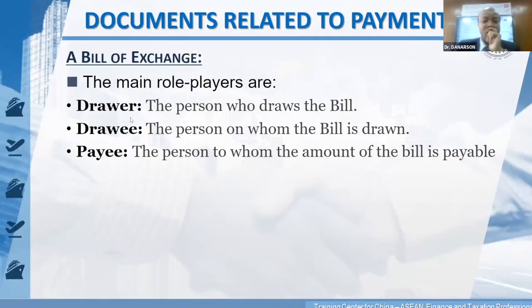Then we have the drawer of this bill of exchange, the person who draws the bill, who is endorsing it. The drawee is the person to whom the bill is drawn, who is receiving it. And then the payee is the person to whom the amount of the bill is payable, the person who is getting the money. So the drawee probably is a bank which is cashing the money, for example. And the drawee and the payee can be, in some cases, one person.